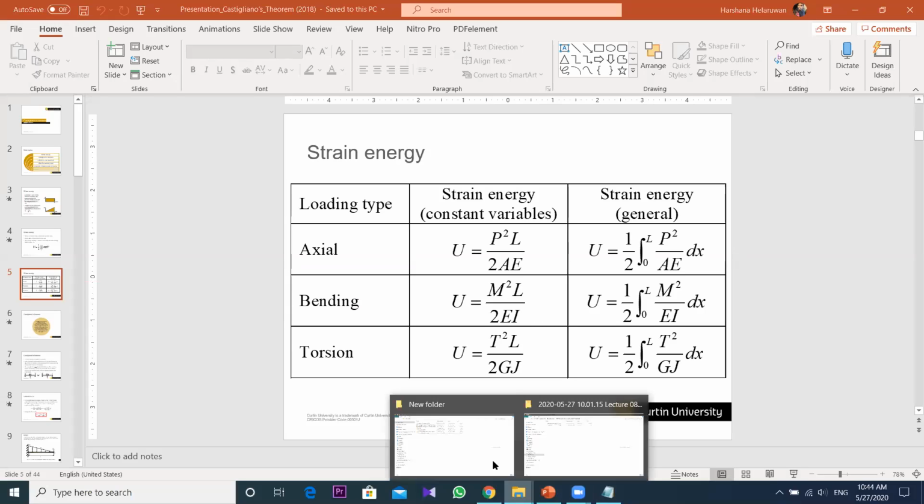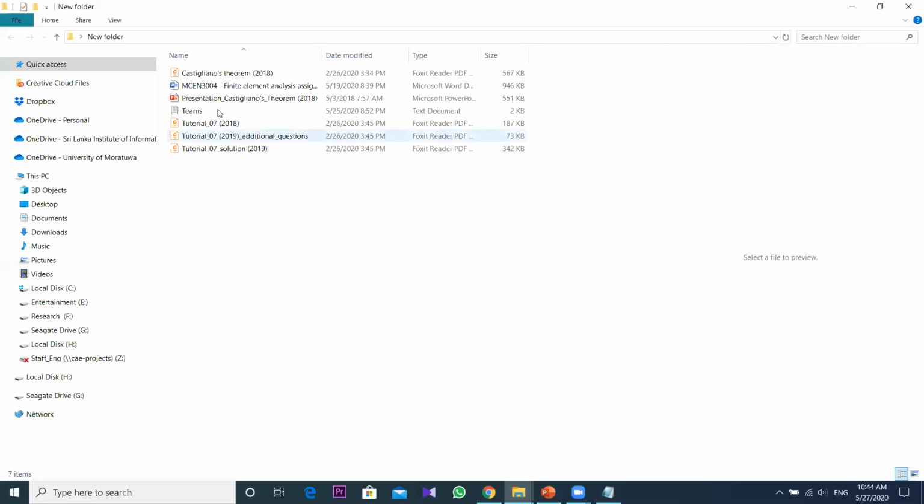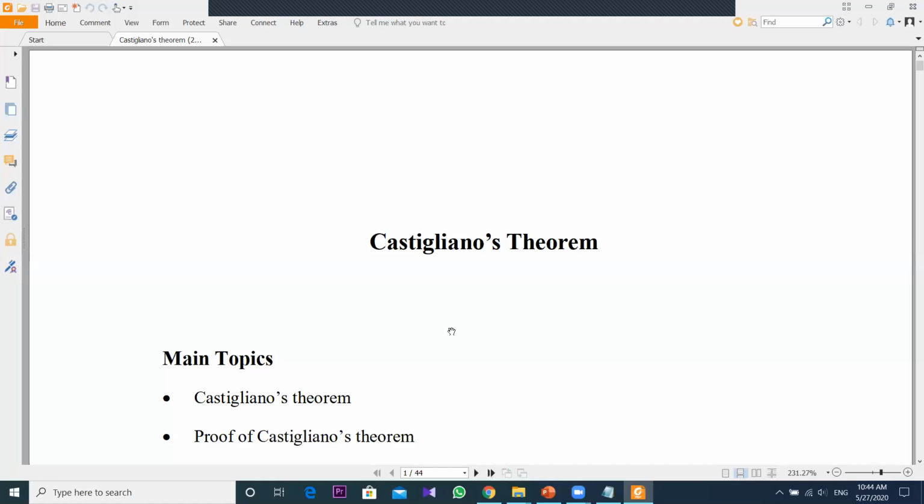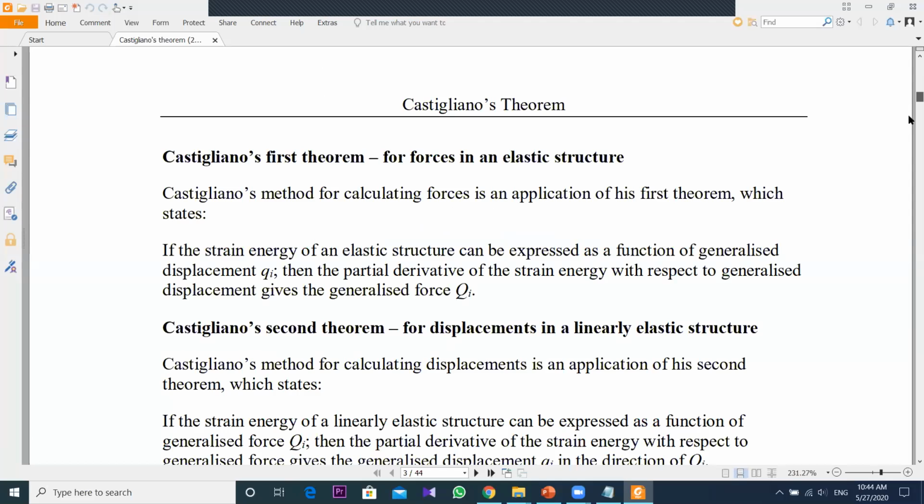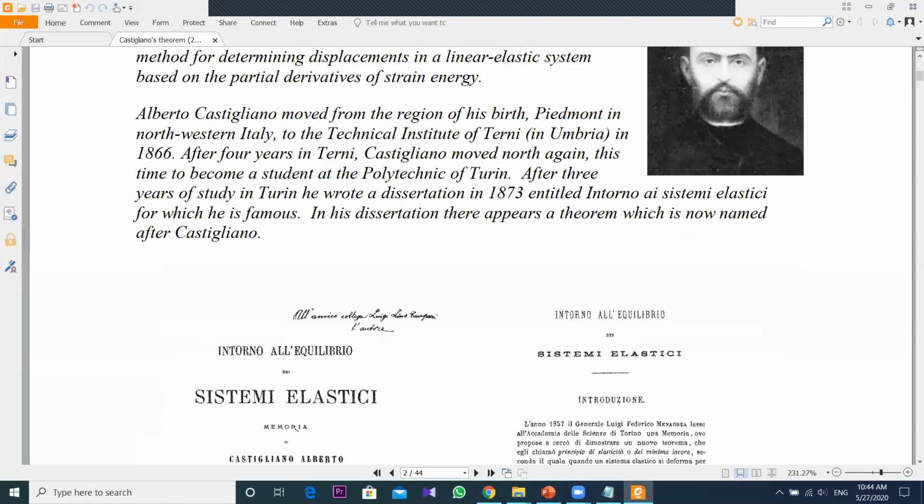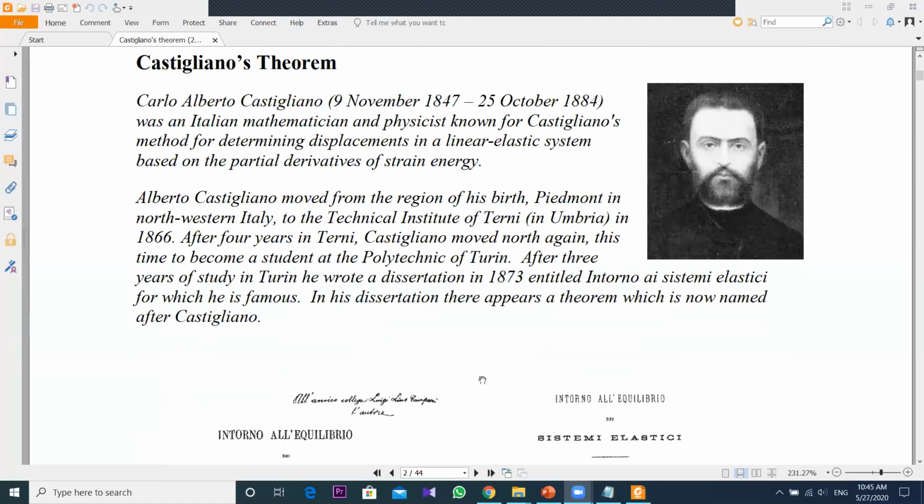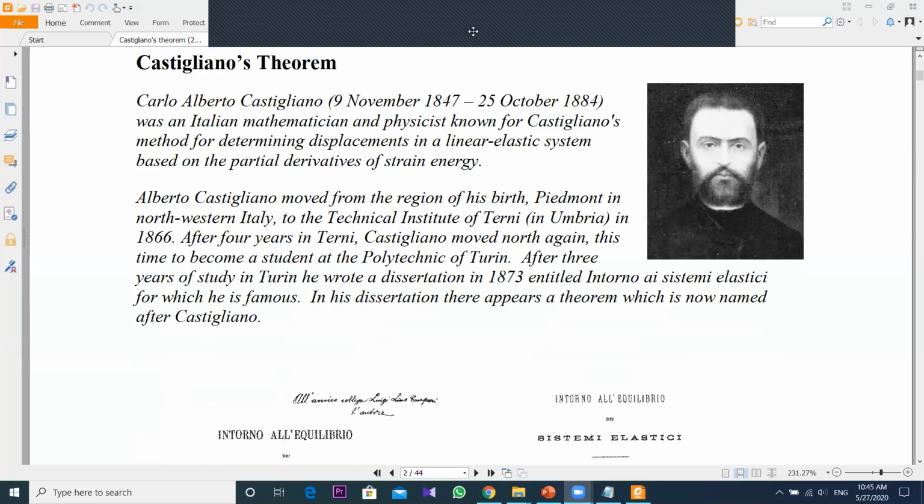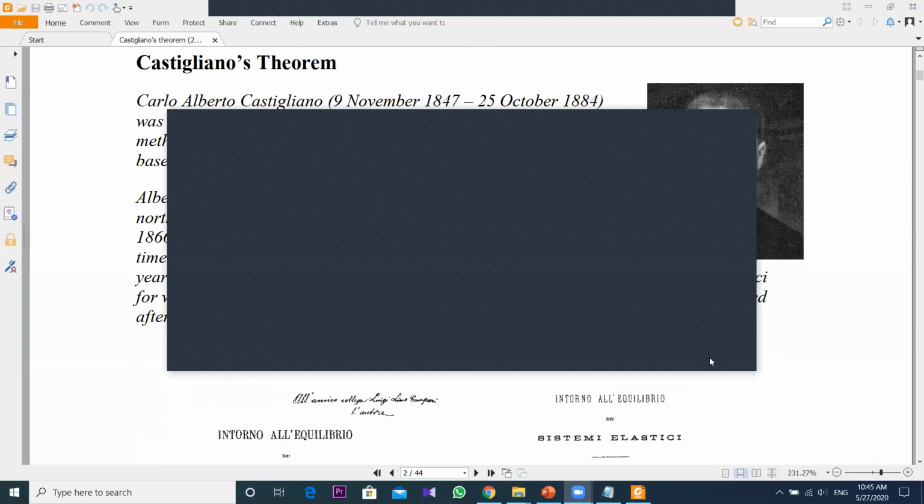You can see my screen, no? Shanal, can someone tell me? Yes, we can see. You can see. Okay, can you see where I stood? Somewhere here.